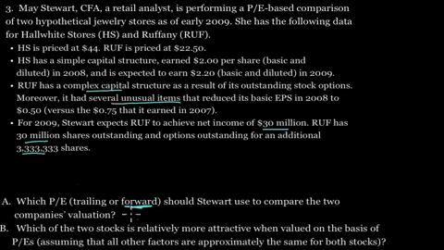Which of the two stocks is relatively more attractive when valued on the basis of PEs, assuming that all other factors are approximately the same for both sides? Well, we got a bit of a problem before we can run right into it. We have this idea of a simple capital structure versus a complex capital structure. We're going to want to compare them on diluted earnings per share. So let's go ahead and do HS on diluted earnings per share. And we're told basic and diluted is going to be 2.20.